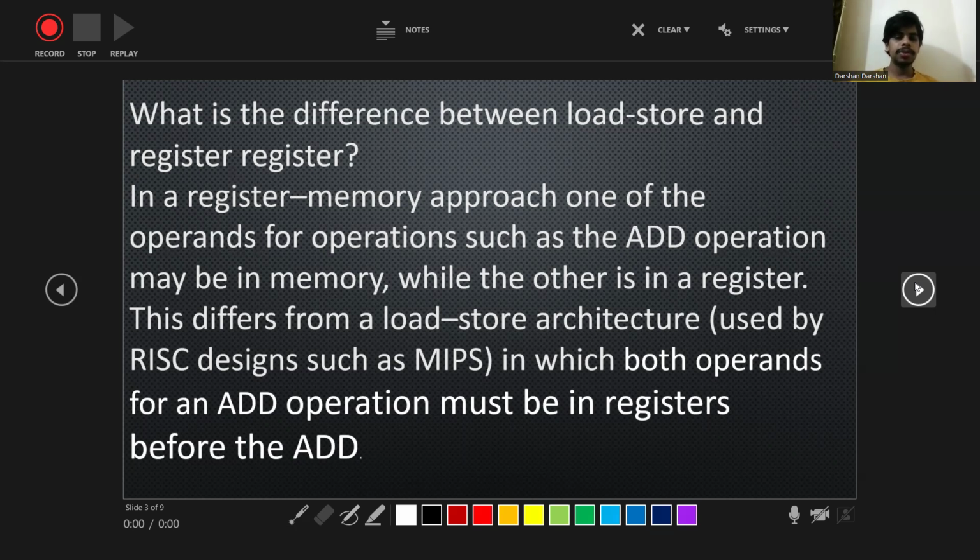Now, what is the difference between load store and a load register? In a register-memory approach, one of the operands for operations such as the add operation may be in memory, while the other is in a register. This differs from a load store architecture used by RISC designs such as MIPS, in which both operands for an add operation must be in a register before the add.